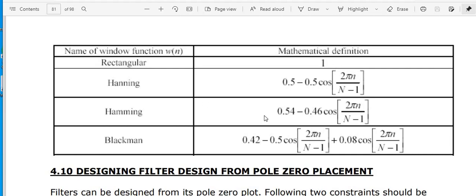For the Hanning window, what do we see? 0.5 minus 0.5 into cos of 2 pi n by N minus 1. Here n is a variable and N is the number of samples. But see the coefficients here: 0.5, 0.5. If you add 0.5 plus 0.5, it should be 1. You're getting 1 now? That's how it is. And what is the Hamming window? Same thing: 0.54 minus 0.46 into cos of 2 pi n by N minus 1. If you add 54 and 46, it will be 100 again. That's how it will be taken.